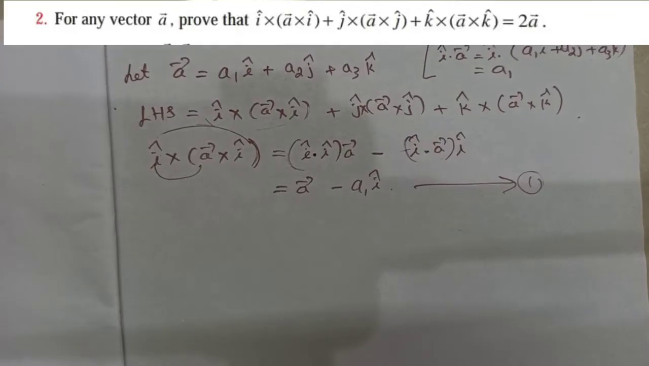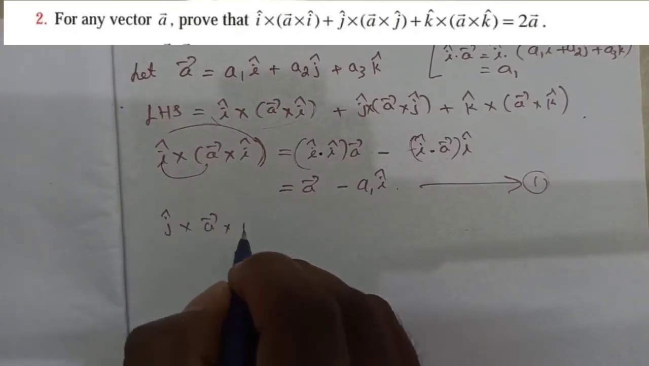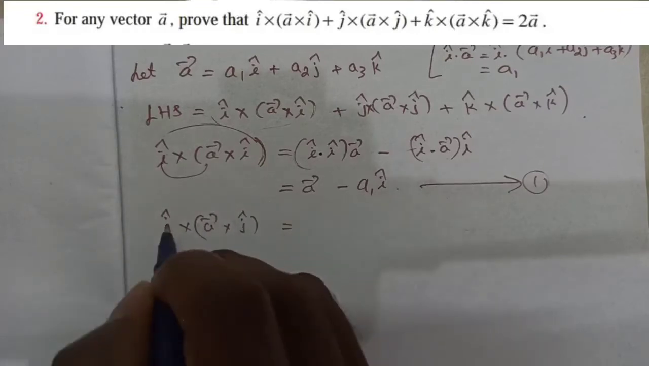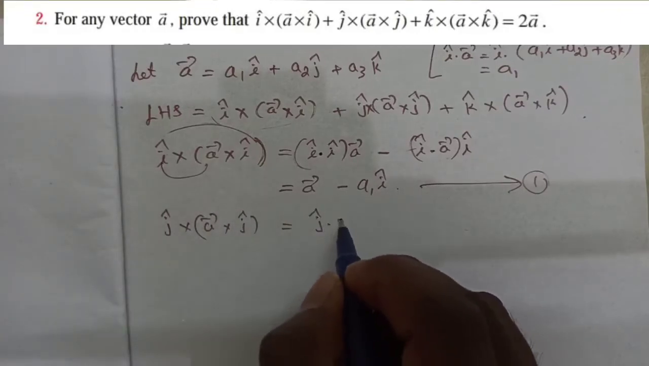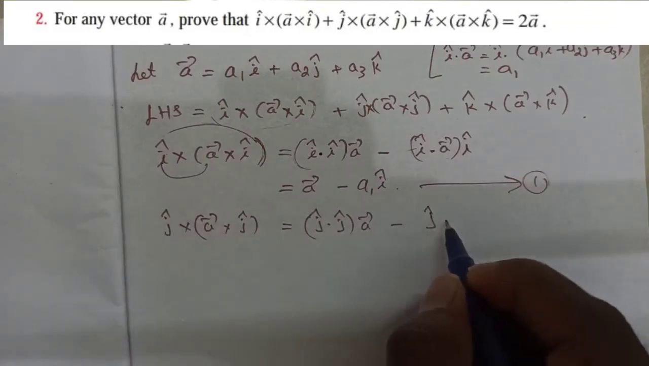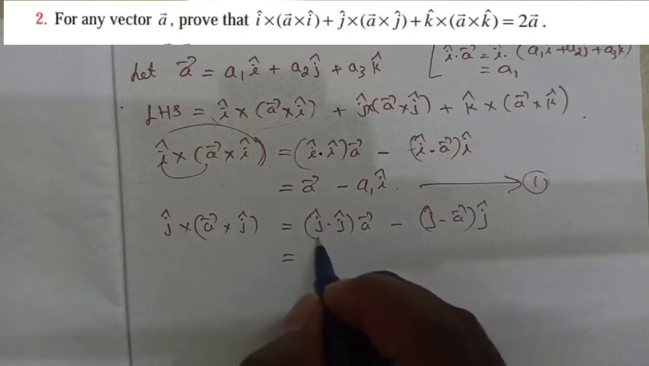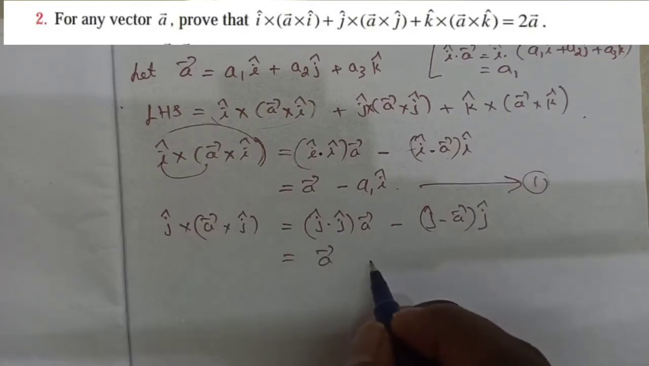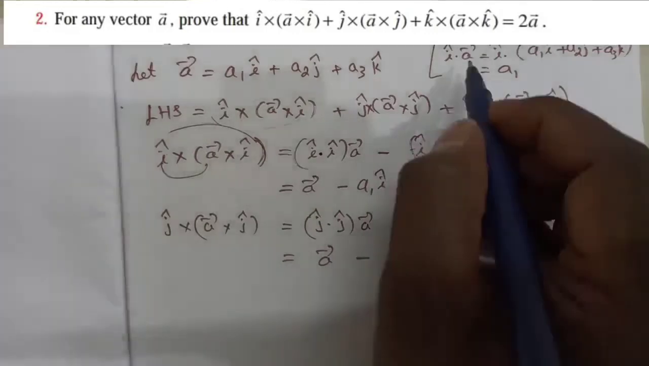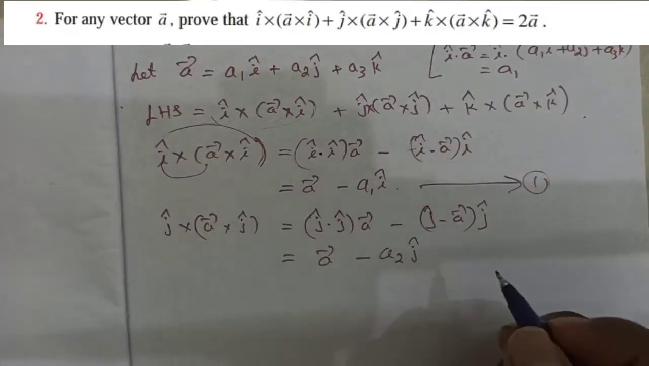Similarly, second one கூட ஃபைண்ட் பண்ணிடலாம். That is j cap cross a vector cross j cap. Okay, இதோட எக்ஸ்பென்ஷன் பார்த்தீங்கன்னா j cap dot j cap into a vector minus j cap dot a vector into j cap. Okay, so j dot j 1 into a vector தான் கிடைக்கும், minus j dot a. So j கூட ப்ராடக்ட் பண்ணீங்க அப்படின்னா உங்களுக்கு a2 கிடைக்கும். Here a2 will get a2.